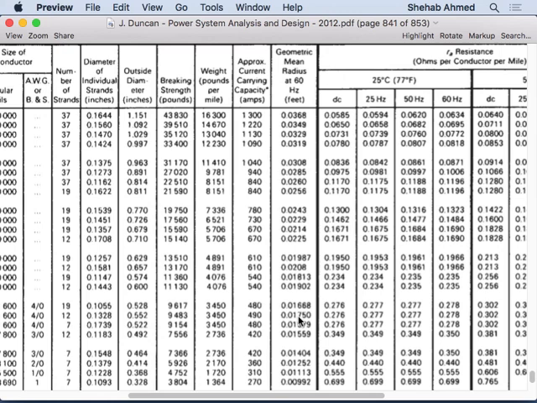And geometric mean radius, again, this conductor, if it's solid, you know the radius, right? It's easy. If it's a copper conductor that is solid, you will know the radius. But if the conductor is not solid, and it's stranded, and it has a steel core in the middle, it has an effective radius corresponding to this size, right? So this radius is called the geometric mean radius. Okay, so that's what this means.